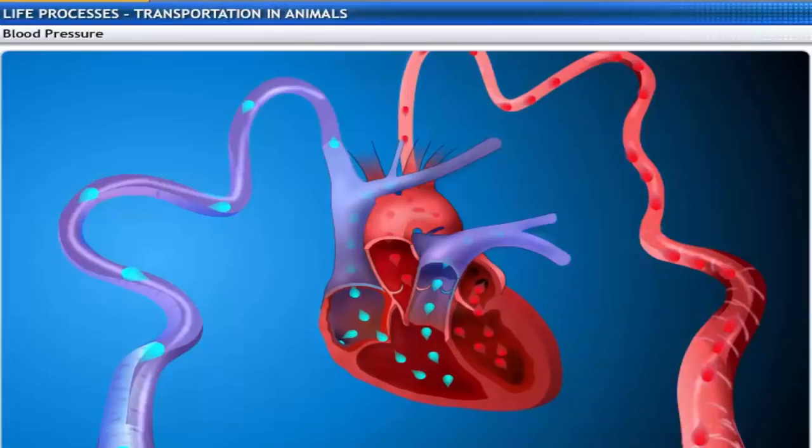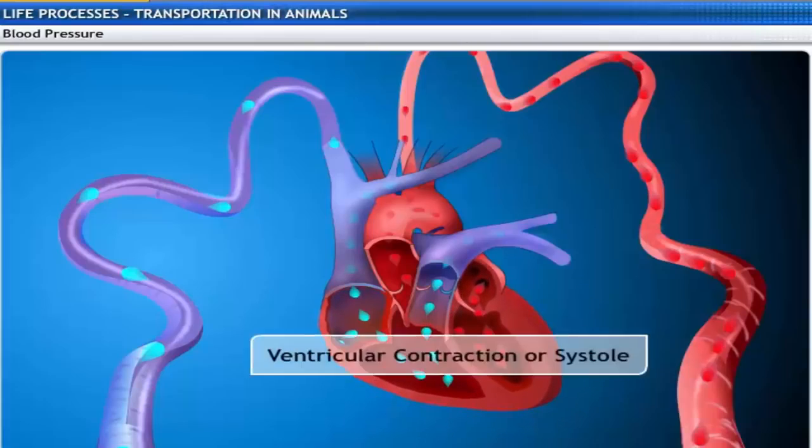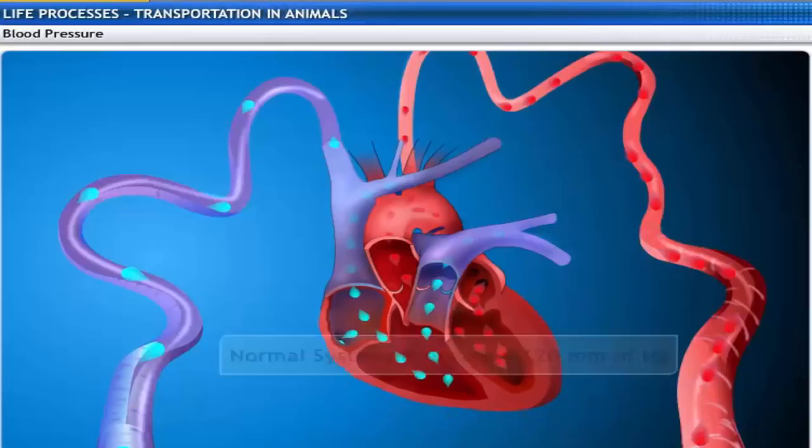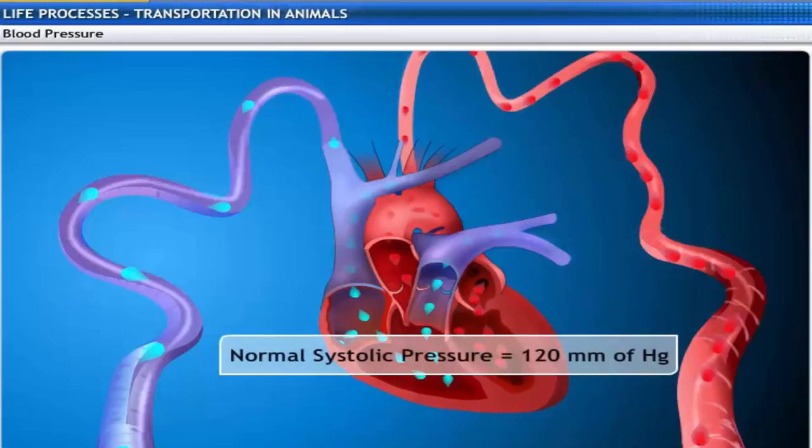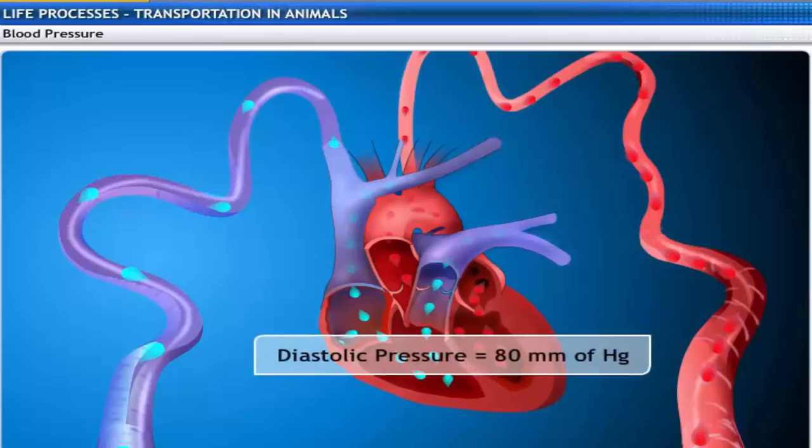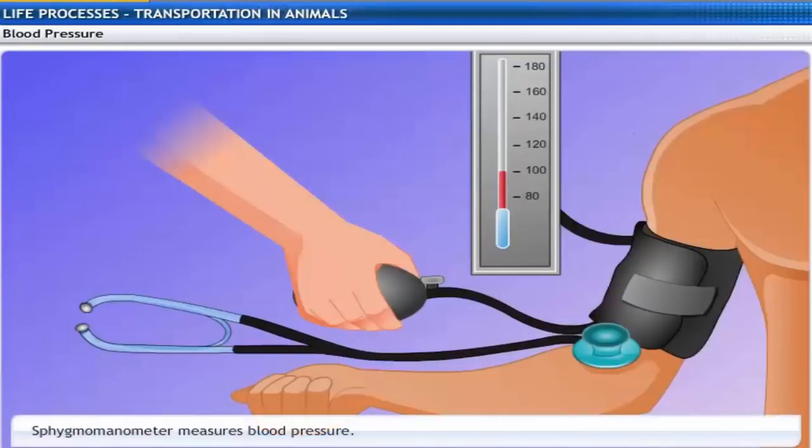The pressure exerted by blood against the wall of the artery during ventricular contraction or systole is called systolic pressure, and during ventricular expansion or diastole is called diastolic pressure. The normal systolic pressure is about 120 millimeters of Hg, and diastolic pressure is 80 millimeters of Hg. An instrument called a sphygmomanometer is used to measure blood pressure.